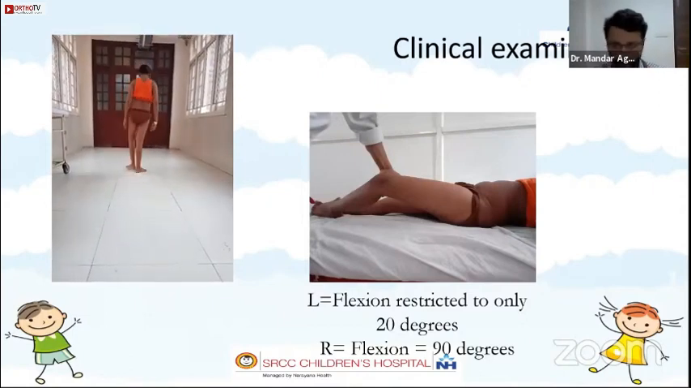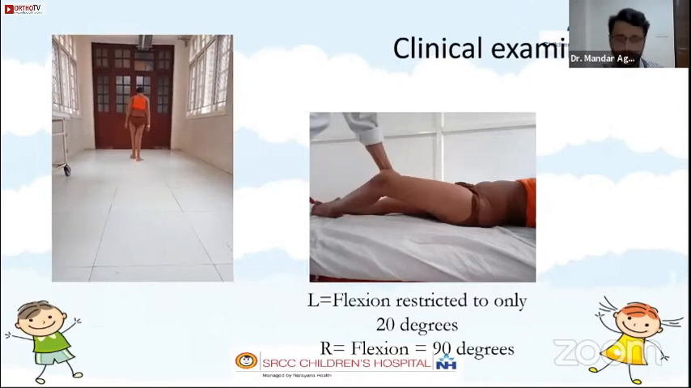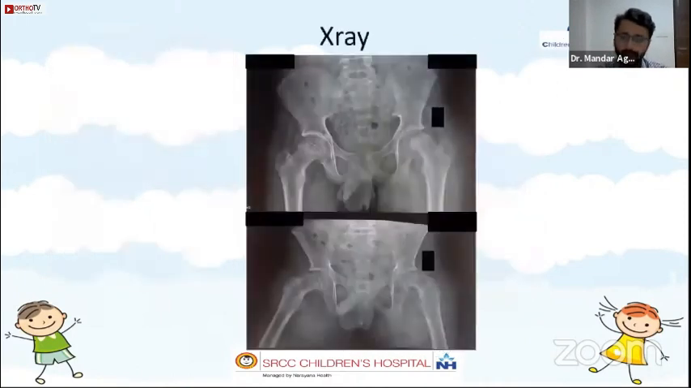The right side has a flexion of about 90 degrees, which is the slightly lesser involved hip. So the important thing is this. You can see in this X-ray, he has a bilateral SCFE. The right side has a lesser slip, about 20 to 30 degrees. The left side has a severe slippage. You can see that the epiphysis is almost completely toppled down.